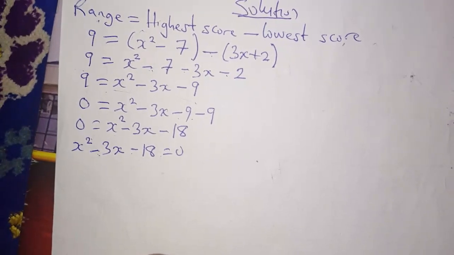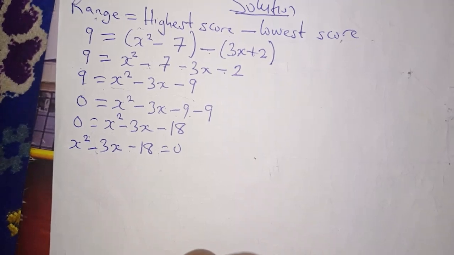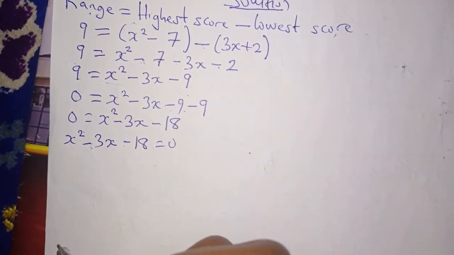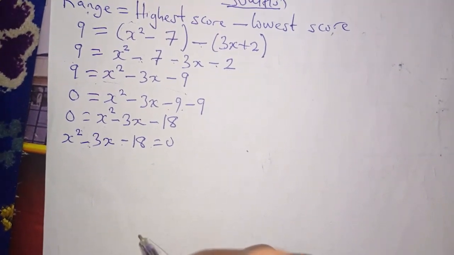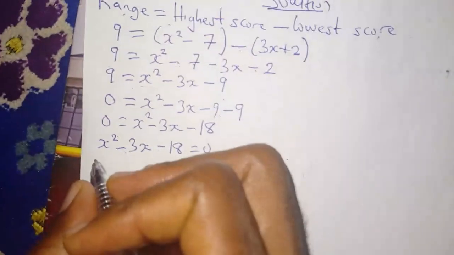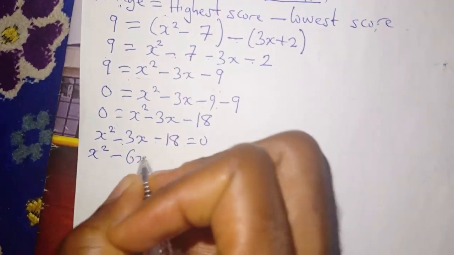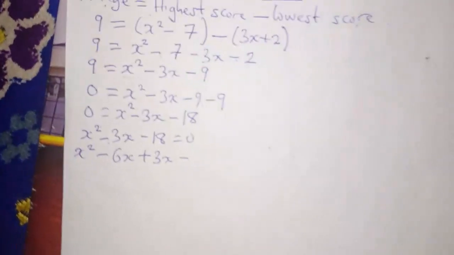In case you have difficulty understanding that, I would advise you refer to the first question in this solution series, or the second question, where I explained how to use the factorization method to solve quadratic equations. So this equation is going to become x squared, and as I said, the factors are minus 6x and plus 3x, minus 18 equals 0.